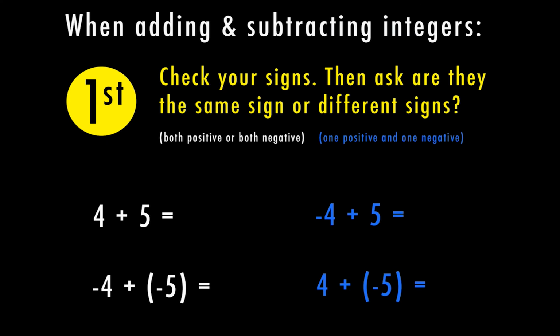If they're both positive, it's going to be like this one, 4 plus 5. If they're both negative, we're going to have a negative 4 plus a negative 5. And then if they're different signs, one is going to be positive and one is going to be negative. So my two examples here are negative 4 plus 5 and 4 plus a negative 5. So let's go on to the next step to see how to solve this.